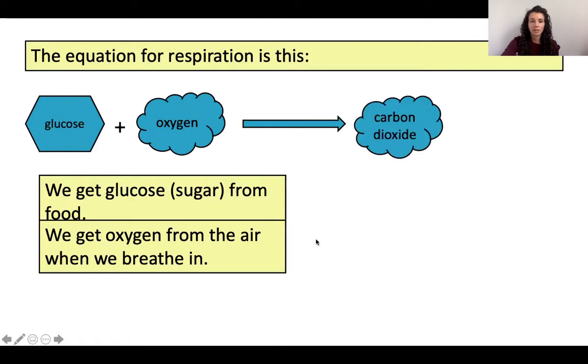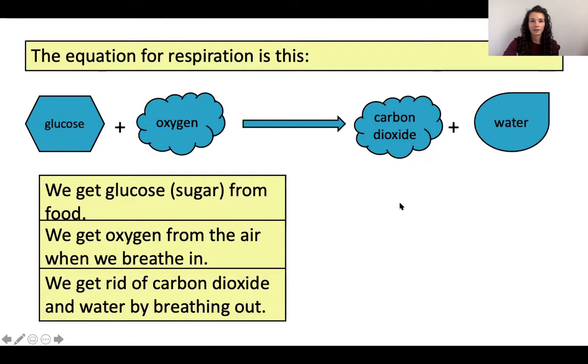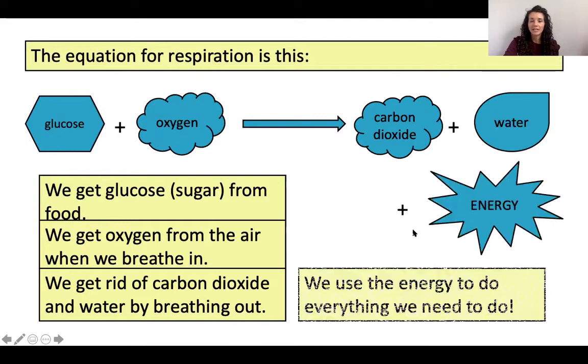The carbon dioxide. We get rid of the carbon dioxide and the water by breathing them out. So when you breathe out, the air that you breathe out has a much higher concentration of carbon dioxide, and that's because it is a waste product of respiration. We also breathe out some of the water, which is the waste product of respiration. And you can see this. If you breathe on your hand for a long time, you can feel that your hand starts to become damp. So that's that waste product water. Okay, and energy is the other product, and we use the energy for everything that we do.